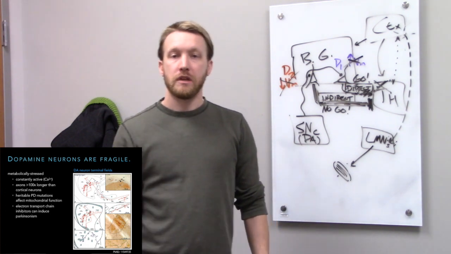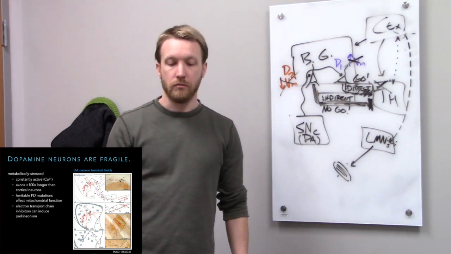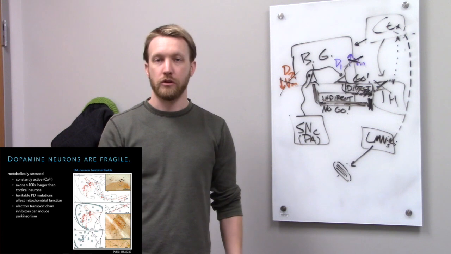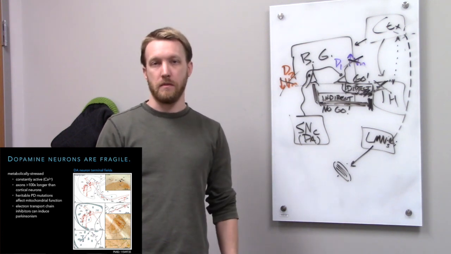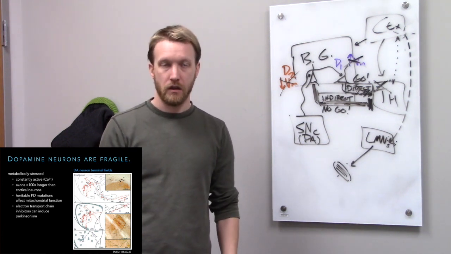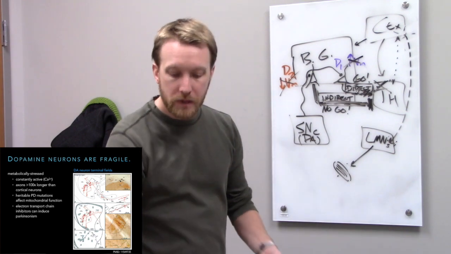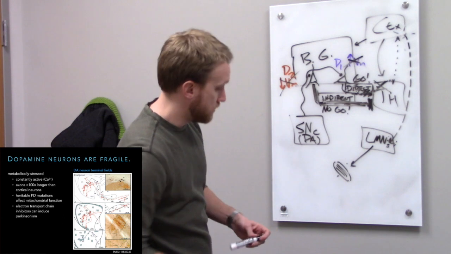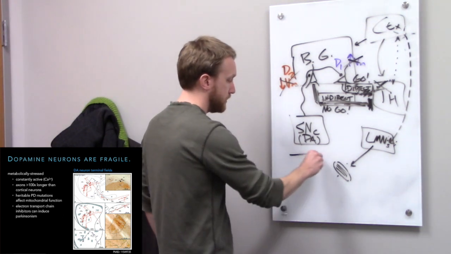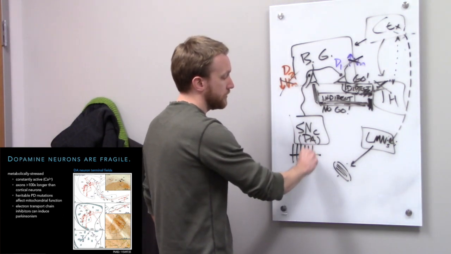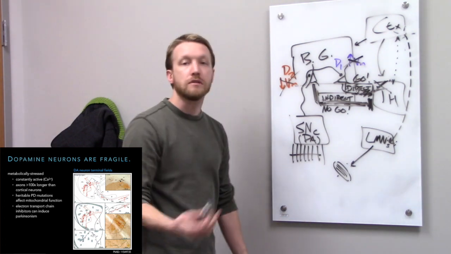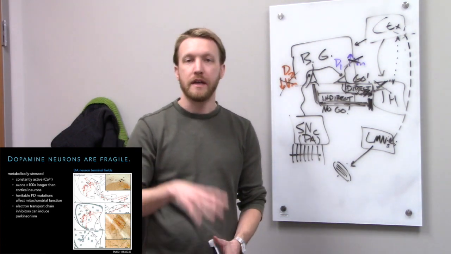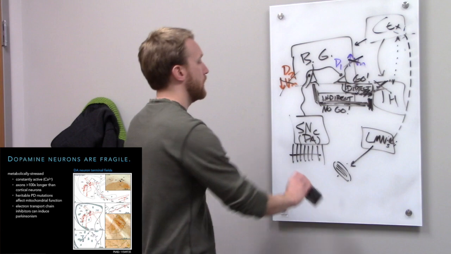Now the cause of dopamine neuron loss is multifactorial, but they all kind of have the same thing in common, and that's metabolic stress. Dopamine neurons are always active. So these neurons are what we call pacemakers, meaning they're going to fire action potentials all day. They're always releasing dopamine to create some sort of basal tone of dopamine.